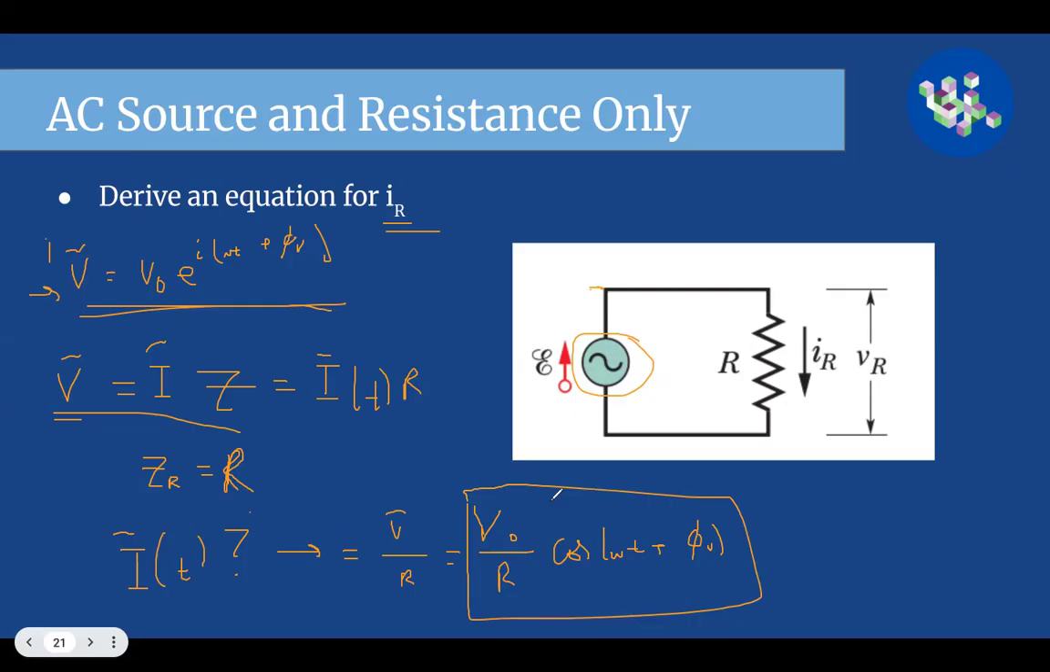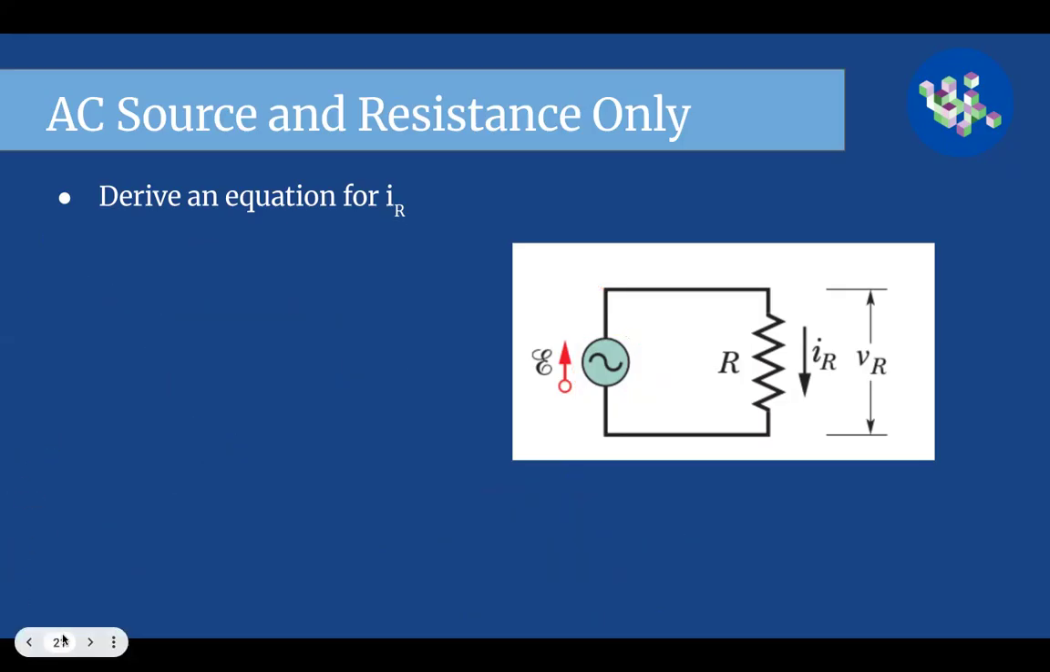You can see it's just as if we have V over R, except we now have cosine of omega t plus phi v. This serves as the term that shows how the voltage and also the current are oscillating. Okay, that's our first problem. Alan, does that make sense to you? Okay, let's move on.